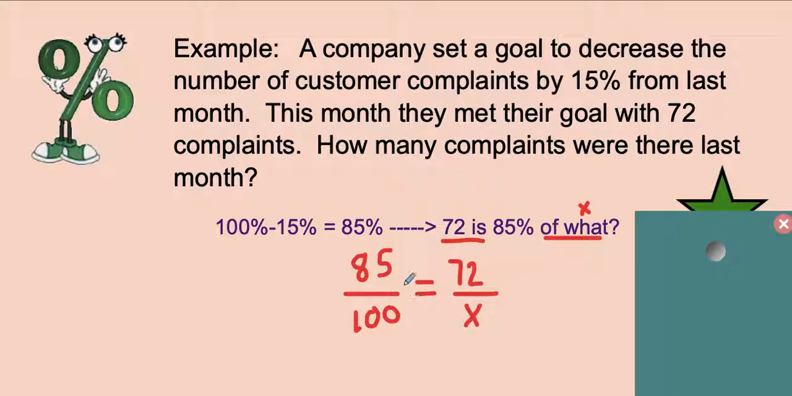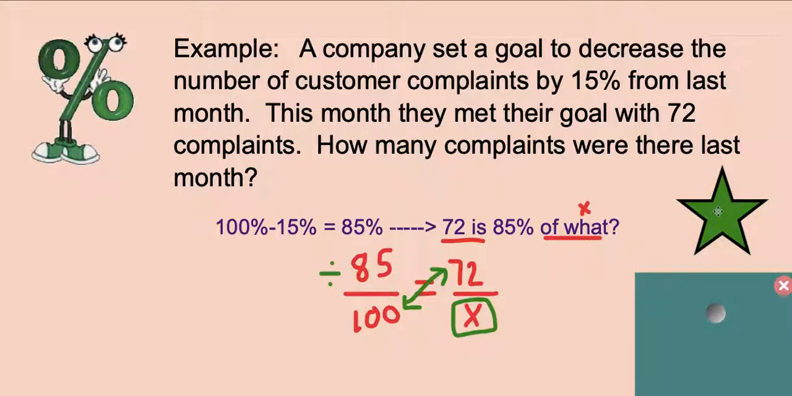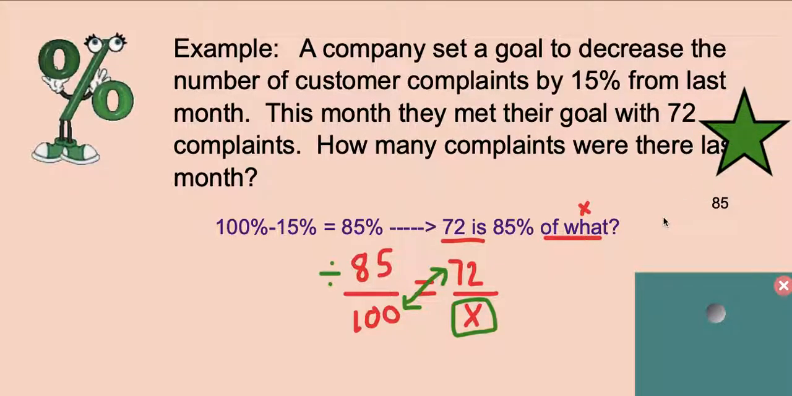So this proportion's a little bit different than the last time we used the proportion method. You're still going to do your cross products: 72 times 100 divided by 85 is going to give you X. So pause before I reveal that answer. And we should get 85. So does that make sense? If there were 85 complaints last month and I decreased that by 15%, does it make sense to say there are now 72 complaints? That looks like a reasonable answer.